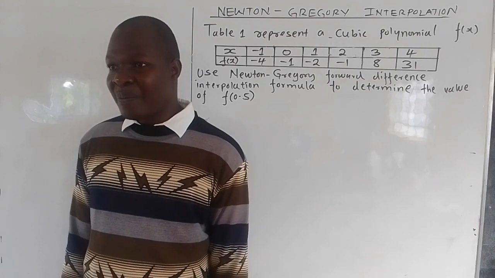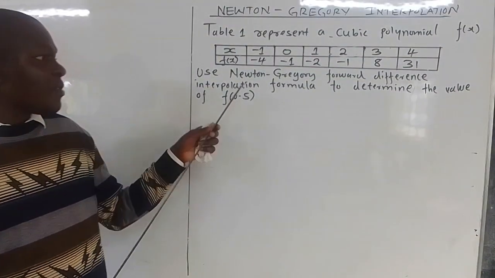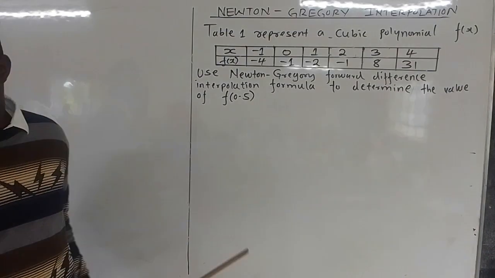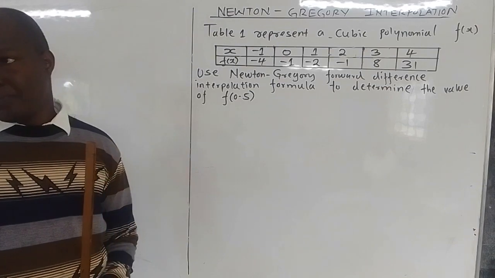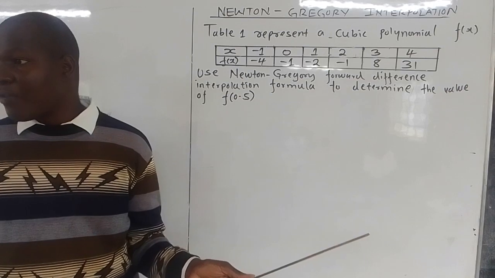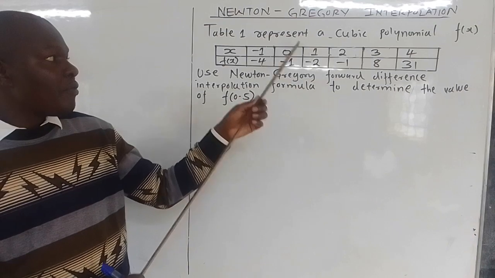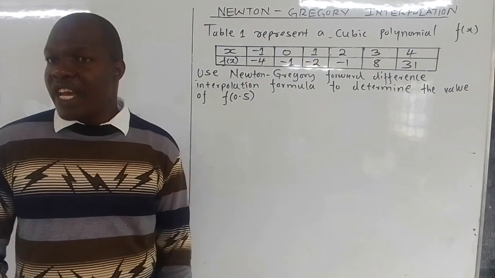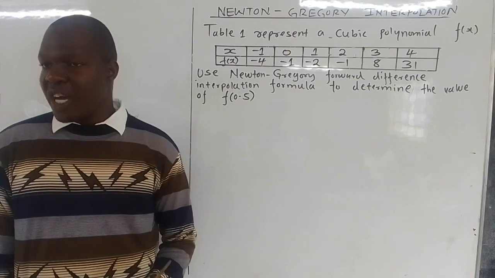Are we together? Yes. The first thing, as usual, for us to use the Newton-Gregory forward difference interpolation, we have to construct a finite difference table. Before you start constructing a finite difference table, you count the number of values. How many values do we have? 1, 2, 3, 4, 5, 6 values in 6 columns. So 6 multiplied by 2, meaning you have 12 rows. You're going to make 12.